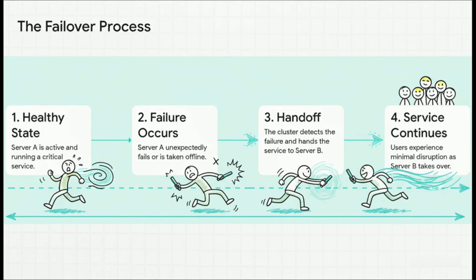I absolutely love this way of thinking about it. The failover process is basically a relay race for your services. You've got server A, and it's running its leg of the race, carrying that critical service like a baton. But then, whoops, it trips and falls, the server fails. But here's the cool part: it doesn't drop the baton. The cluster, acting like the team captain, sees the fall and instantly, and I mean instantly, hands that baton over to server B, who is just waiting to take over. And for your users, the handoff is so seamless they probably didn't even notice the runner changed. The race just keeps going.